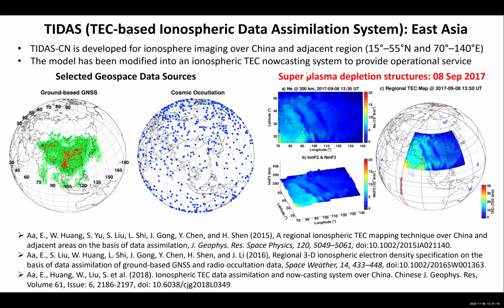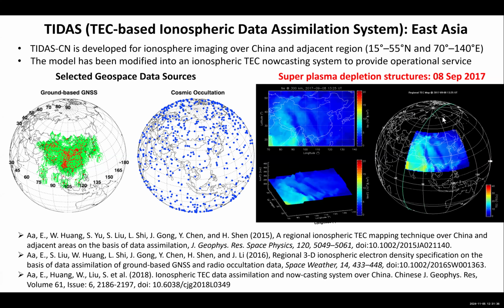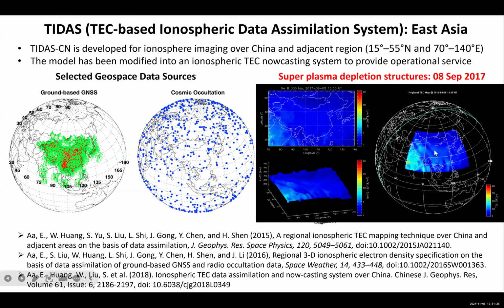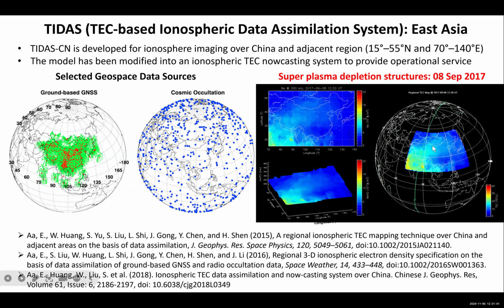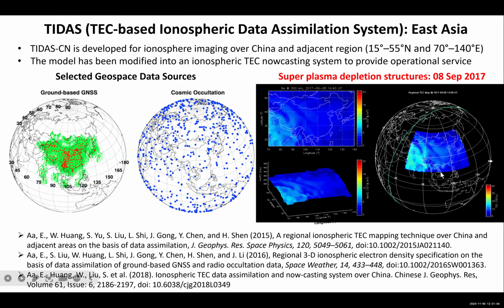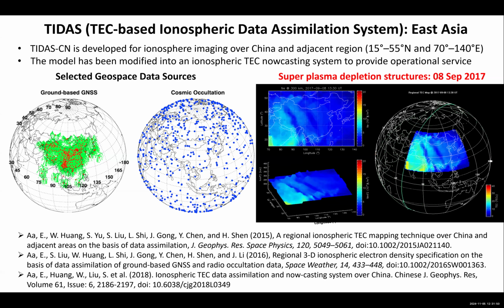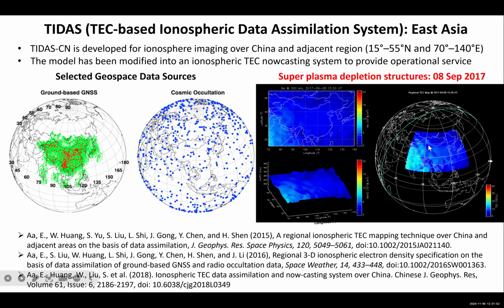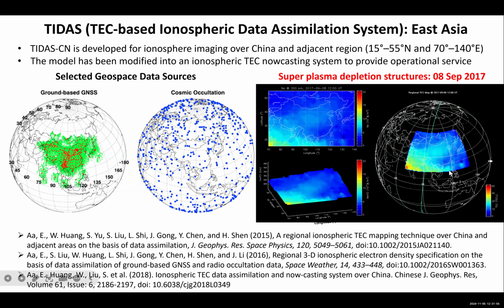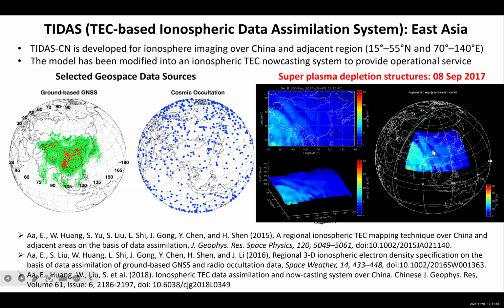So we saw these super plasma density depletion structures that occurred in the Asian sector. They manifest as parallel dark depletion structures. Here is an animation. Okay, so we can see the dynamic evolution of these super depletion structures. They originated from the low latitude regions as equatorial plasma bubbles, while some of them go very high, all the way to the mid latitude regions, forming these bubble-like super depletion structures.